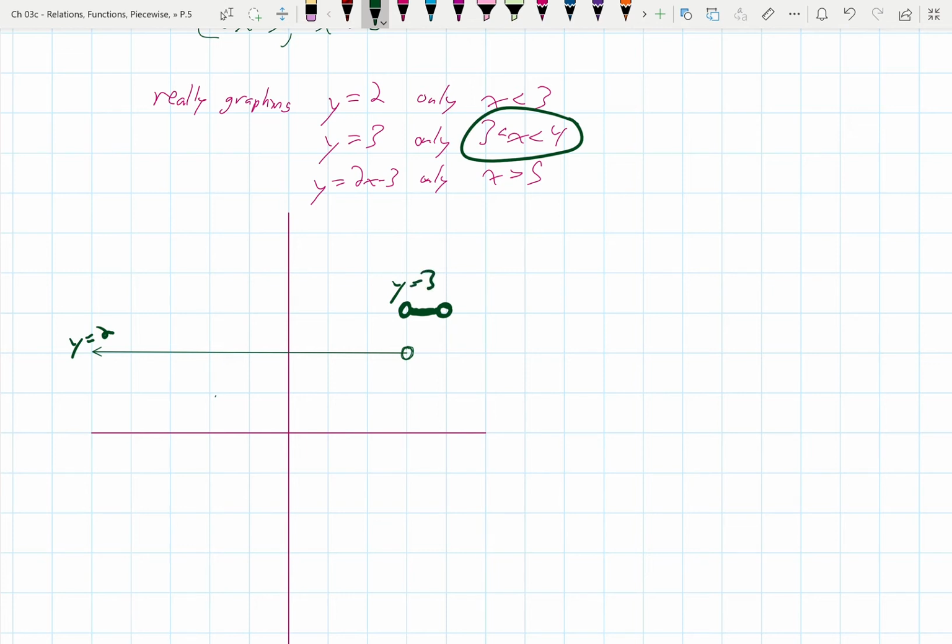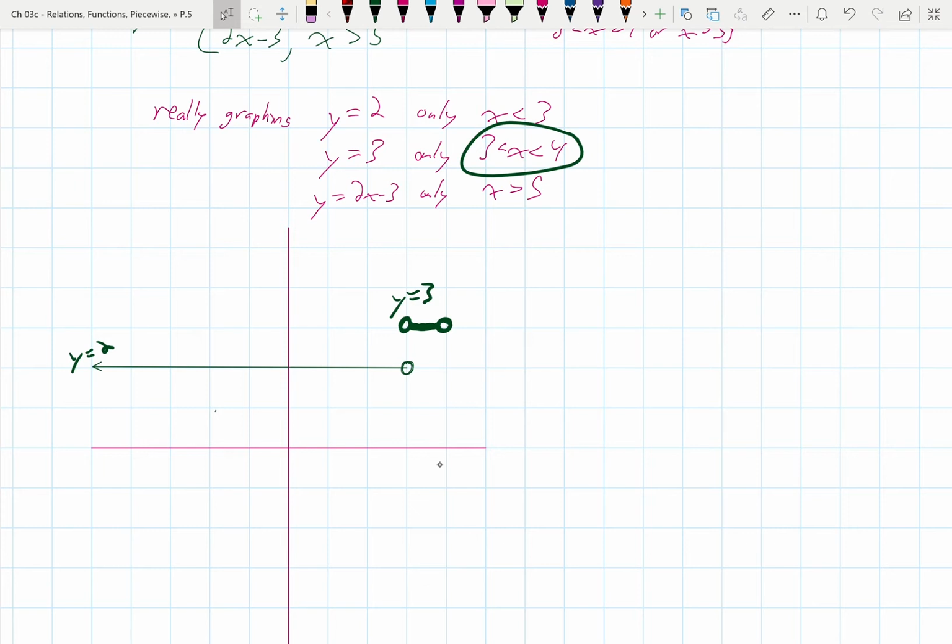And finally, we're going to graph the line y is equal to 2x minus 3. Now, typically, if you're not thinking too much, you may say, let's start graphing y equals 2x minus 3 on the y-intercept of negative 3. But the y-intercept of negative 3 is not in the domain. It says only when x is greater than 5.